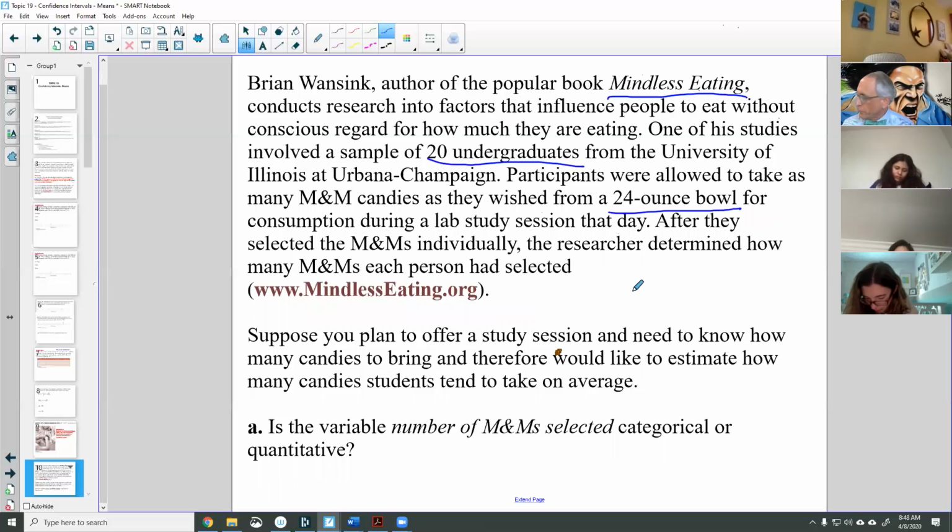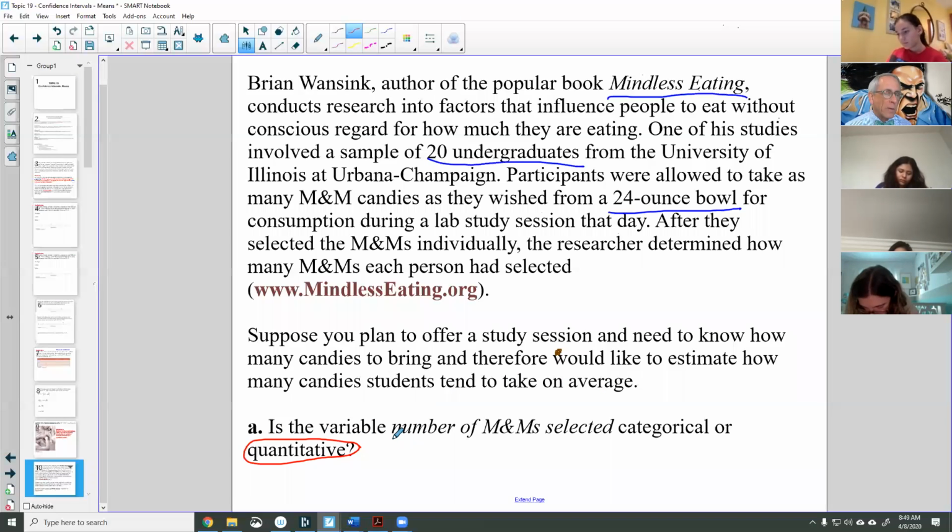All right, so Magic Bowl is asking again. We are asking Emma, is the variable number of M&Ms selected categorical or quantitative? Categorical. I say think again. Quantitative. Yeah. Can you think why that might be quantitative as opposed to categorical? Because it has to do with like the population and like numbers.